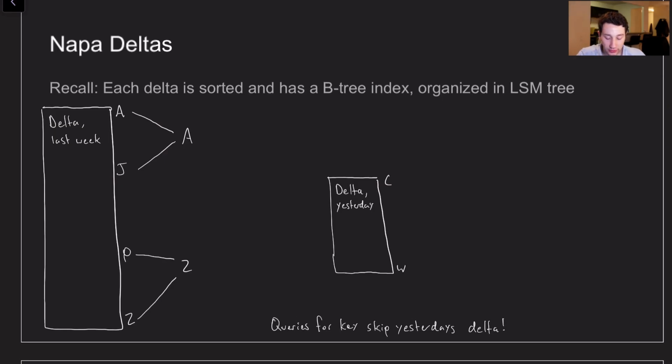Just a quick reminder before we go any further, what do deltas actually look like in Napa? Deltas are basically immutable files, either in a row-column hybrid oriented layout or in a pure columnar layout. But the gist is, if this is my delta for last week, you can imagine it's going to be quite a bit bigger than the one from yesterday. And then we also have a B-tree associated with it.